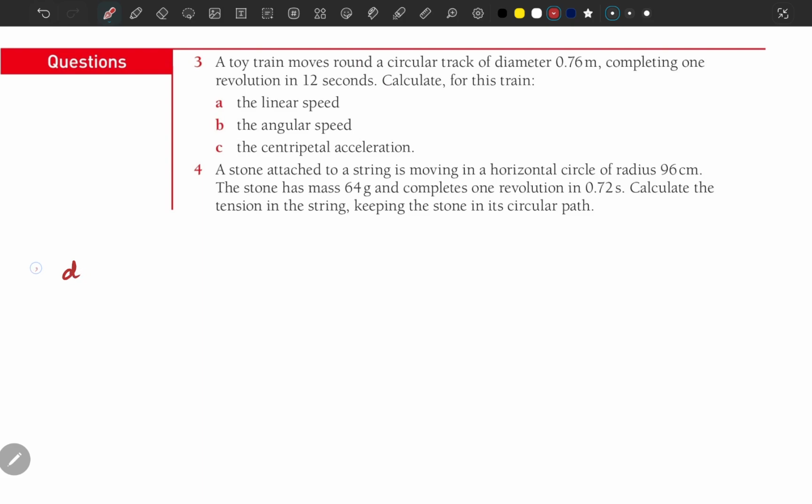We've been given the diameter as 0.76 meters, so what we need to find is the radius. The radius is half of the diameter, so we take 0.76 meters and divide by 2, and that gives us 0.38 meters. So our radius has been found.